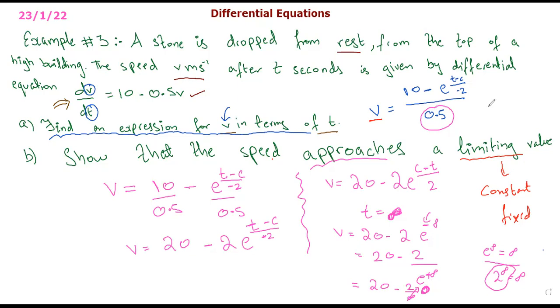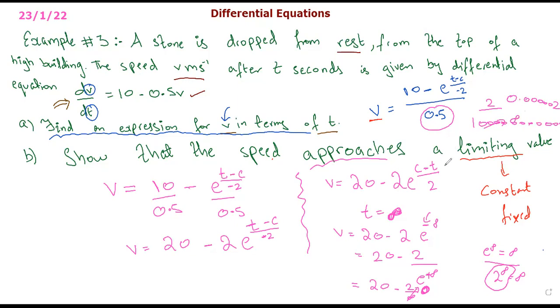Because if we have 2 divided by a big number, which is not infinity but still big, we will get 0.0000002. So even if it is a bigger number, if it's infinity, it would be approximately 0. So what are we getting? We are getting v equals 20. So what was the question? Show that the speed approaches a limiting value.